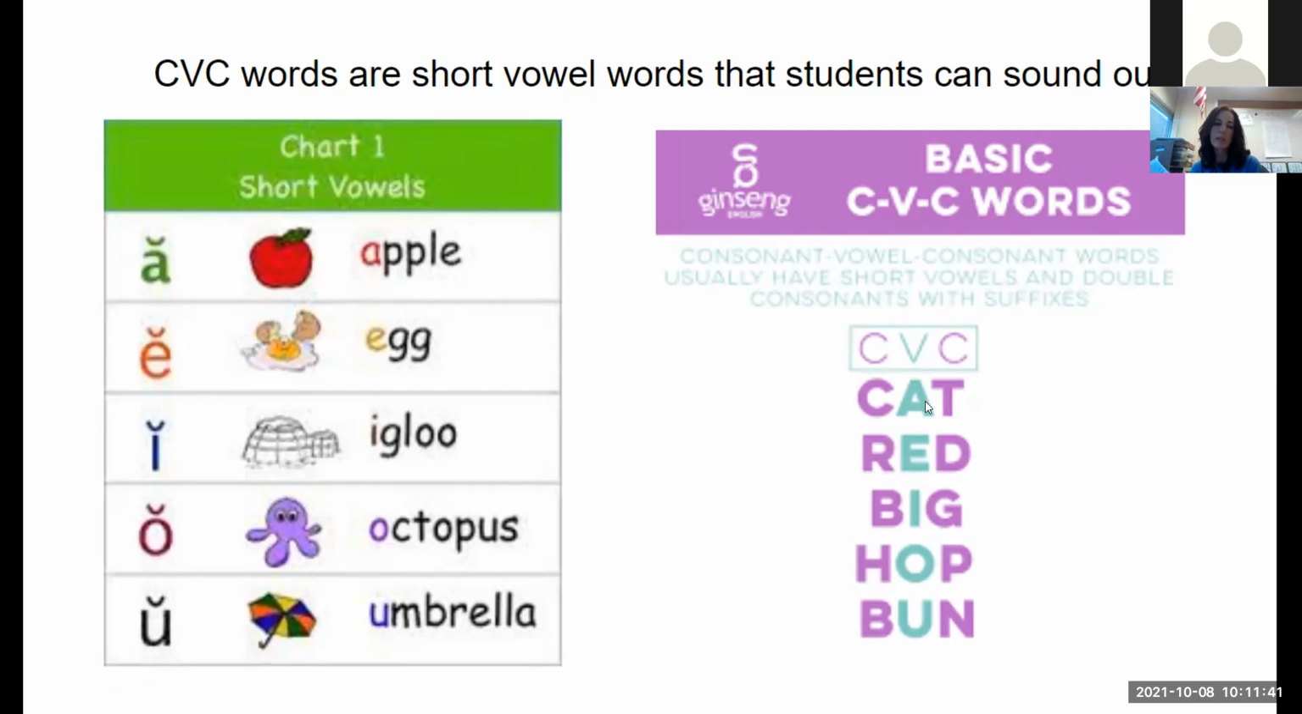So CVC words are going to be these basic words that are typically 3 or they can be 4 letters long, and they have the different vowel sounds in the middle. So cat is a short A word, red is a short E word, big is a short I word, hop is a short O word, bun is a short U word. So these are the types of words that we want students to be able to blend and sound out.